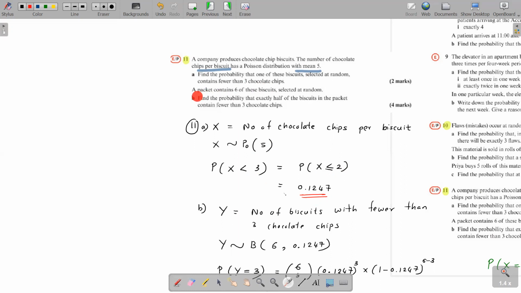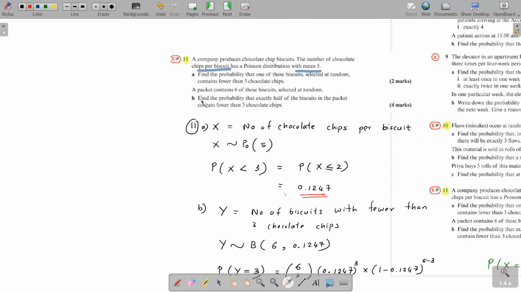A packet contains 6 of these biscuits selected at random. So guys, this is the one you have to be careful about again, the one where it involves the part with binomial. So look, a packet contains 6 of these biscuits selected at random. Find the probability that exactly half of the biscuits, which means out of 6, 3 of the biscuits contain fewer than 3 chocolate chips. So guys, you need to realize, first of all, in this question, there's nothing to do with Poisson distribution here. There's no mention of a changing interval. There's nothing like that.